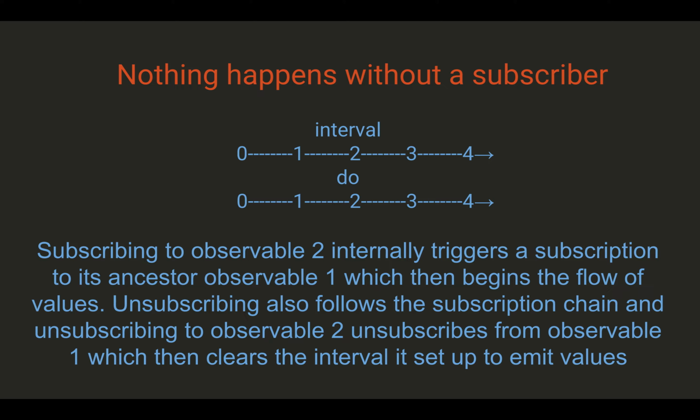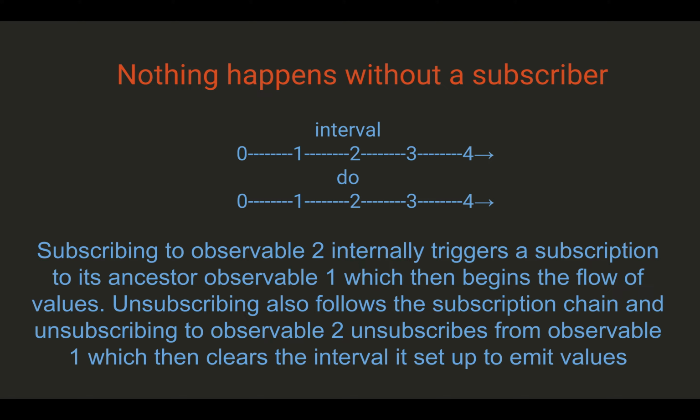So what does that tell us? That tells us that nothing happens without a subscriber. So if we look at the marble diagrams to see what we're creating, we see initially interval creates this 0, 1, 2, 3, 4, and then when we chain the do operator onto it, it doesn't modify the original stream, so still 0, 1, 2, 3, 4.